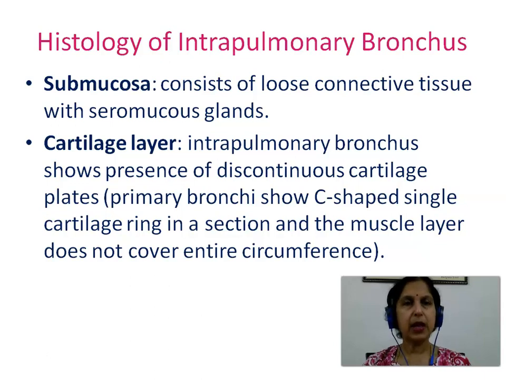Then we see the cartilage layer. Intrapulmonary bronchus shows presence of discontinuous cartilage plates. The primary bronchi show C-shaped single cartilage ring in the section, similar to what we saw in trachea, and therein the muscle layer does not cover the entire circumference. This is how you differentiate between primary bronchus and intrapulmonary bronchus, which includes secondary and tertiary bronchi.